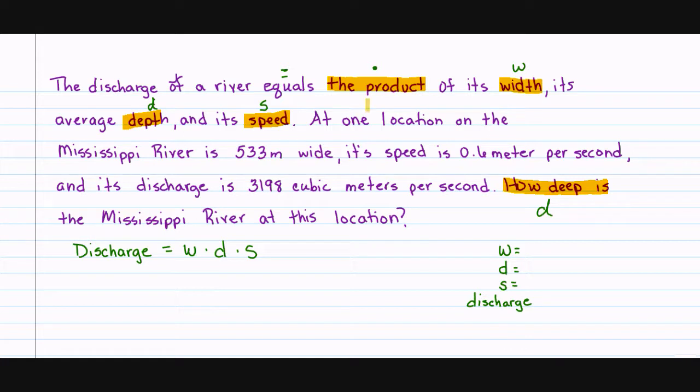Okay, I'm going to highlight that. At one location, it is 533 meters wide, and its speed is 6/10 of a second. Okay, remember we're looking for how deep it is, so we don't know how deep it is. And its discharge is 3,198.